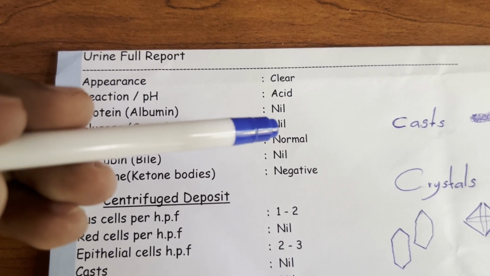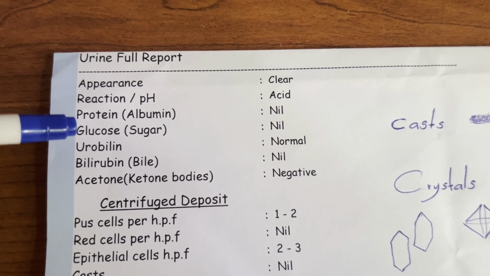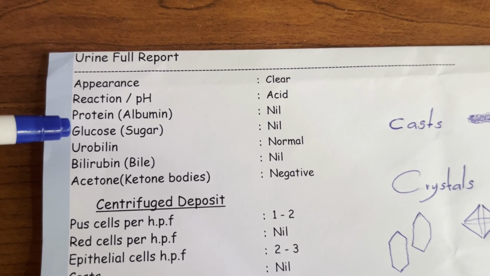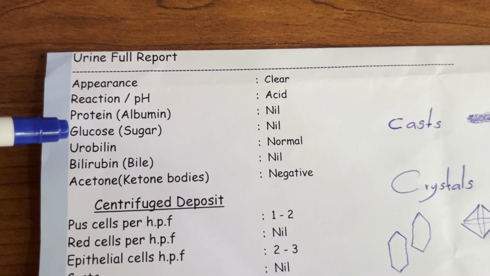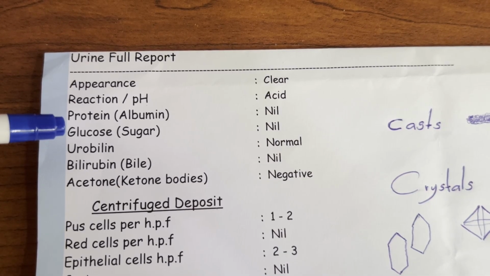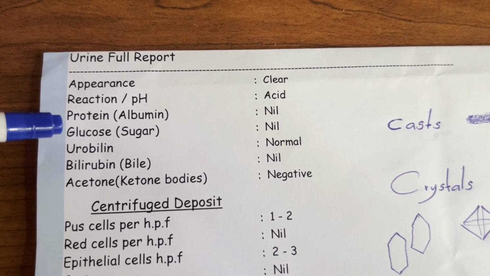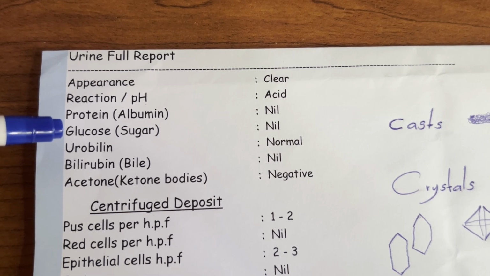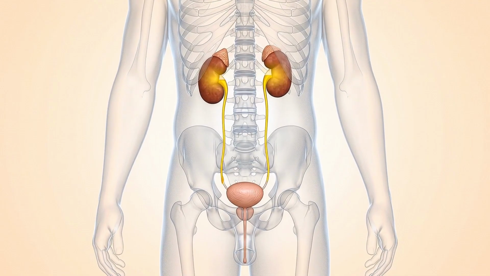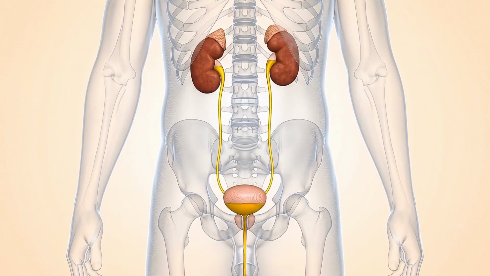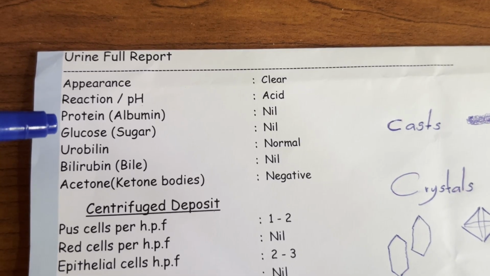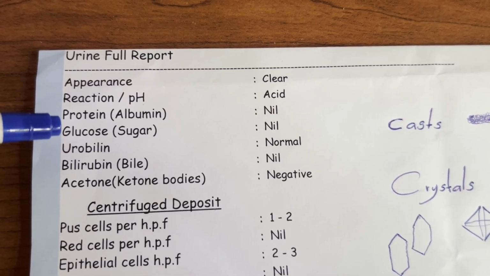Glucose reads nil. Under normal metabolic conditions, the kidneys filter glucose and then reabsorb 100% of it in the proximal tubules. Glucosuria, positive sugar, occurs only when blood glucose levels surpass the renal threshold, roughly 180 milligrams per deciliter, 10 millimoles per liter. When blood sugar exceeds this limit, the transport capacity is overwhelmed and sugar spills into the urine. This is a primary classic indicator of poorly controlled diabetes mellitus.